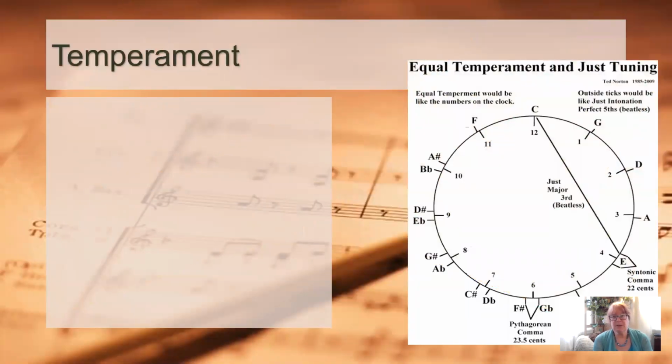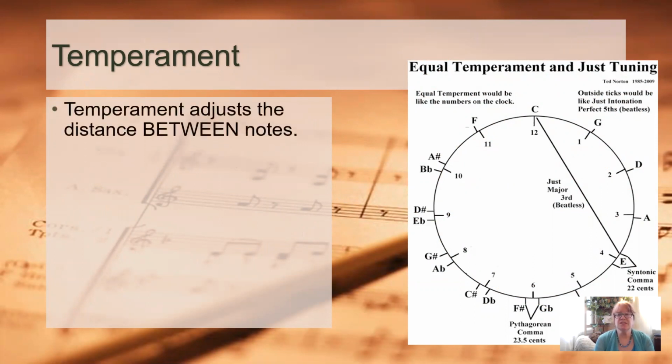So I'm going to explain a little bit more about temperament right here. Temperament adjusts the distance between notes. If you look at this cute little picture that I've got here, you're going to notice that they've got C to G, G to D, D to A to E. What they've done is, this is the circle of fifths. So F to C is a perfect fifth, C to G is a perfect fifth, G to D, and they've just gone all the way around because that's how they tune, according to fifths.